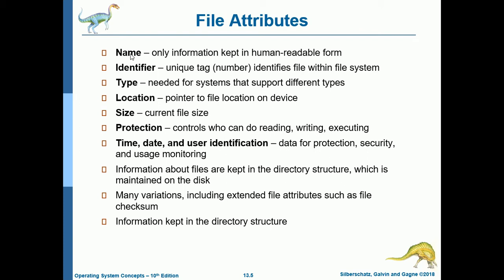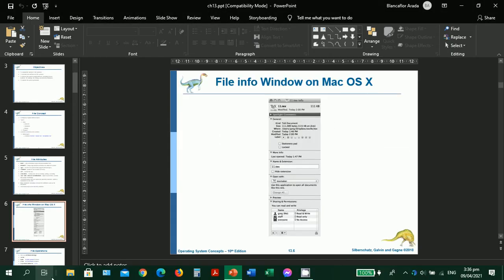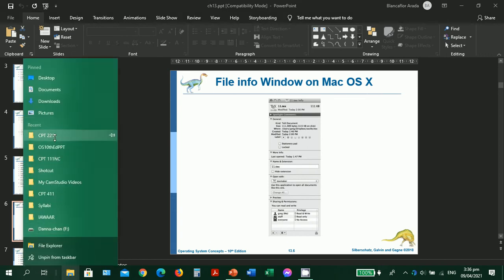Information about files is kept in the directory structure, which is maintained on the disk. The directory structure has a separate space in the disk. It has many variations, including extended file attributes such as file checksum, so that you can detect if there is an error in the file, and other information kept in the directory structure. This is an example of a file information window on Mac OS X. Of course, Windows has its own. So let's have an example here. Let's open our subjects folder for an example.